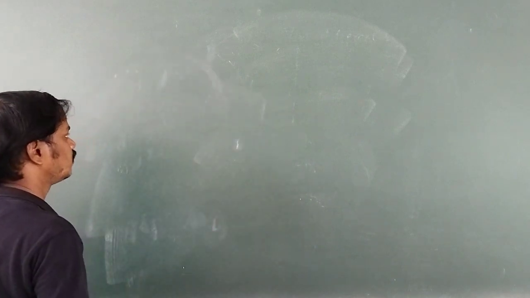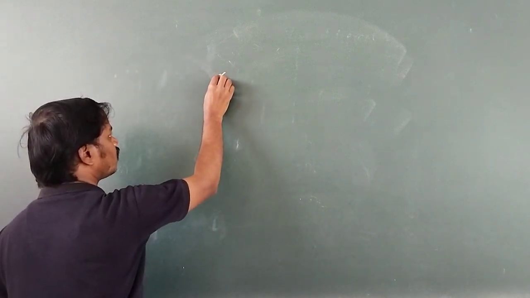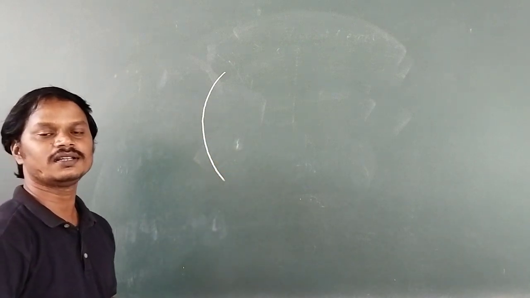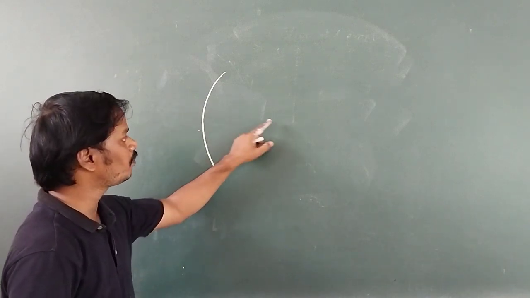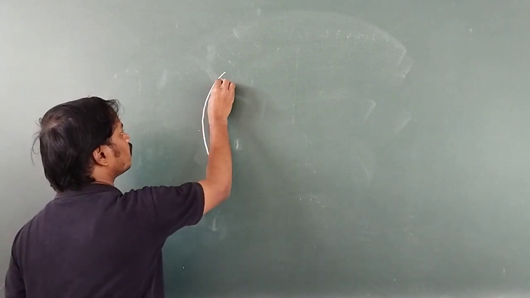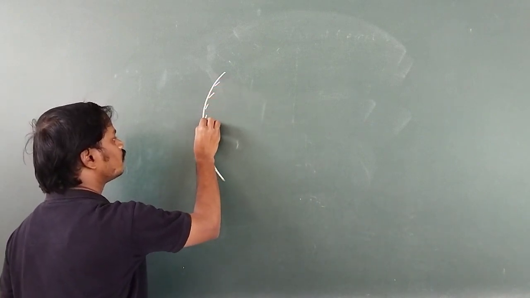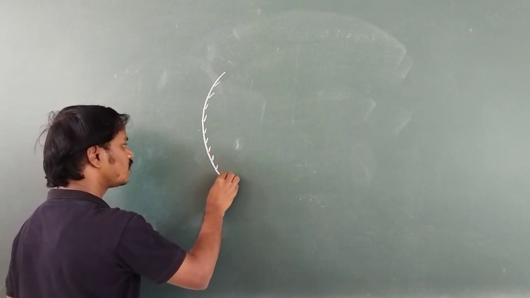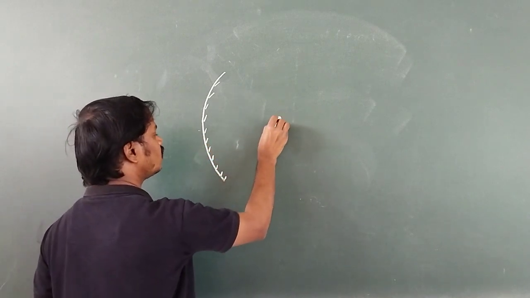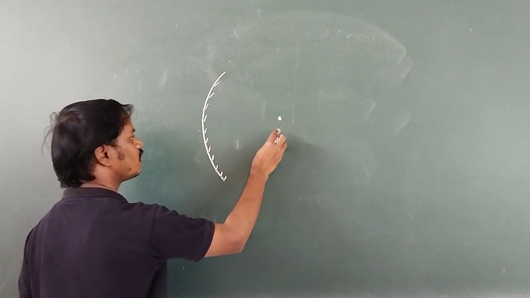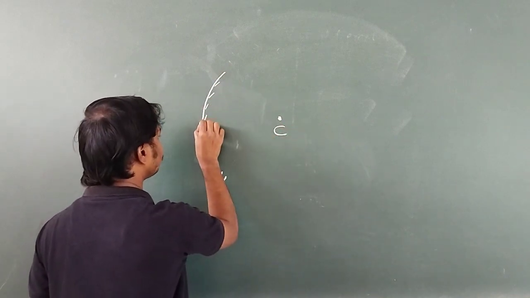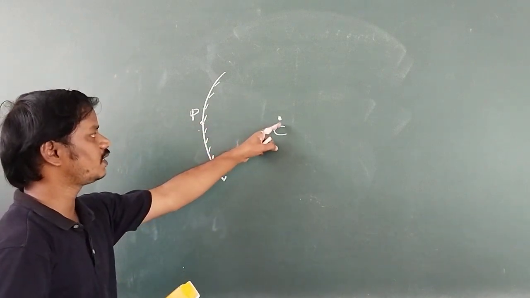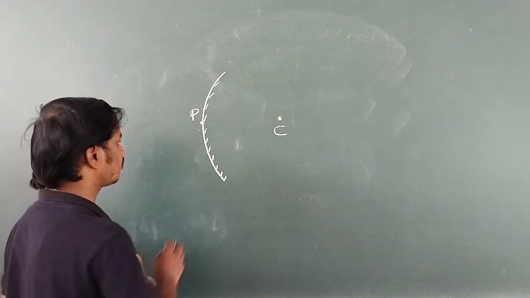See, let us draw the ray diagram for convex mirror. What is a convex mirror? It is a spherical mirror whose reflecting surface is away from the center of curvature. So this is the silvered surface, towards the center of curvature, but the reflecting surface is away from the center of curvature. Then the line passing through the center of curvature is called principal axis.